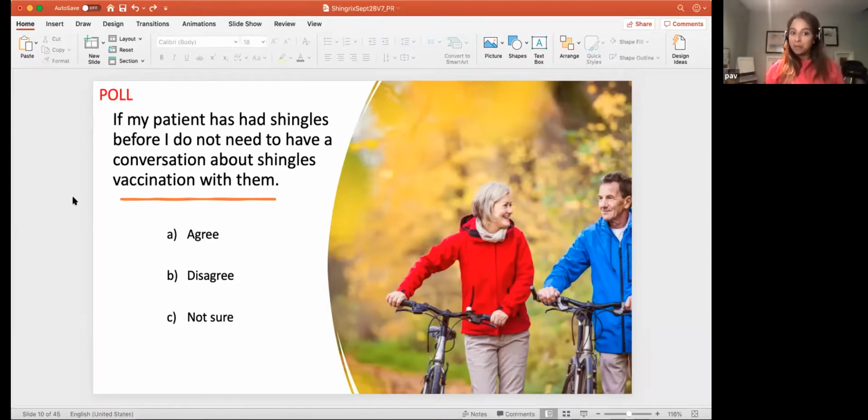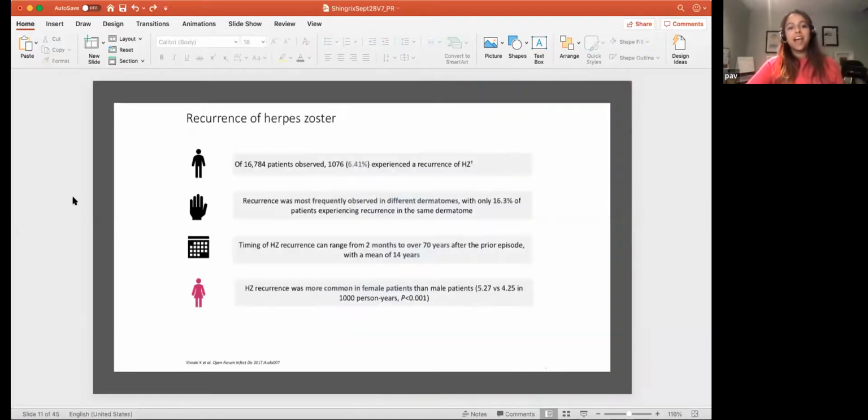I'm hoping not a lot of people agreed with this, because it's not true. The reason is that there is the possibility of reoccurrence of shingles. In a study of about 16,784 patients, nearly 17,000 patients, it was seen that 6.41% actually had a reoccurrence of shingles. So it's not a one and done concept that a lot of people think about because they associate it with chickenpox. There is a very high possibility of a reoccurrence of shingles.